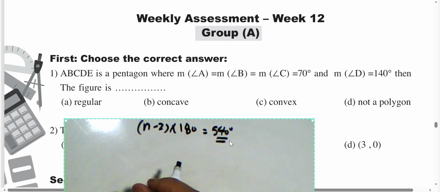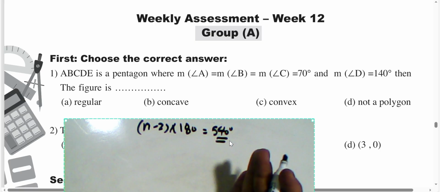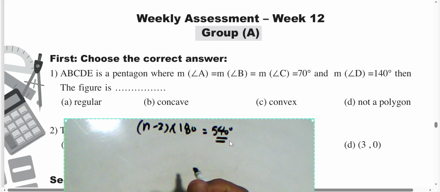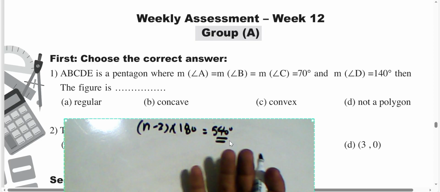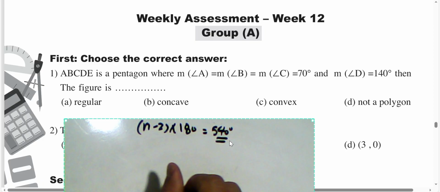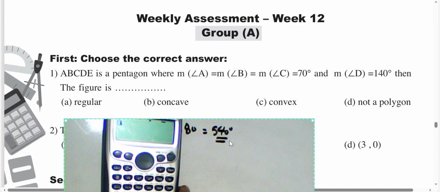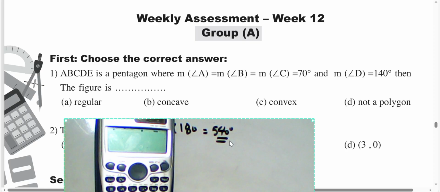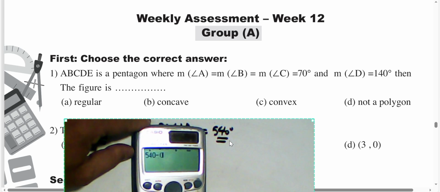The fifth angle, will it be greater than 180 or less than 180? If it is greater than 180, it will be a reflex angle. Then the type of this polygon will be concave. But if the measure of this fifth angle is less than 180, we call it convex. Okay, then first step, we can write the missing angle here: 540 subtract the sum of the angles.